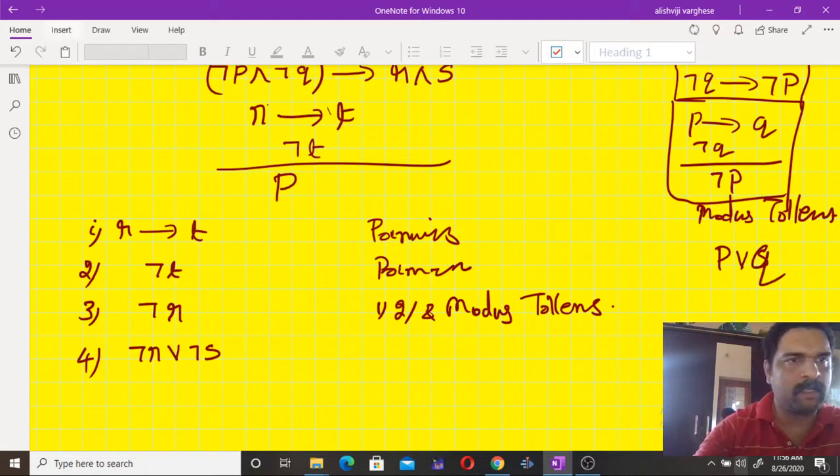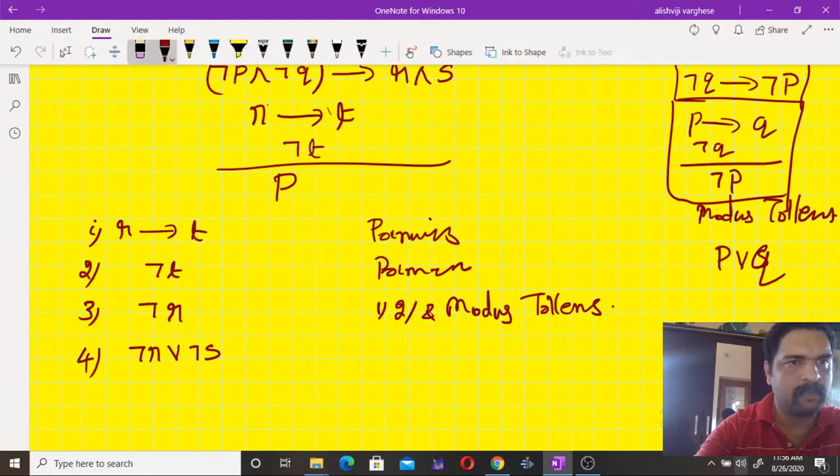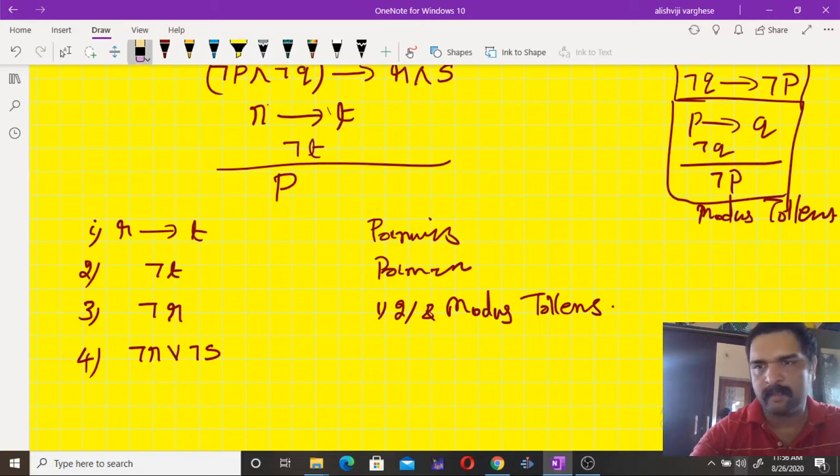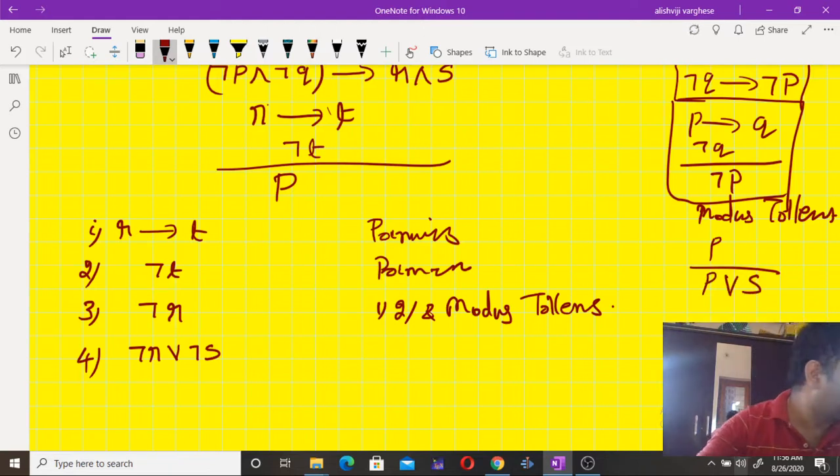That can be written in logical terms as something like P. Then you can conclude that P or S. If P is true, then we can conclude that P or S. That is disjunctive amplification.